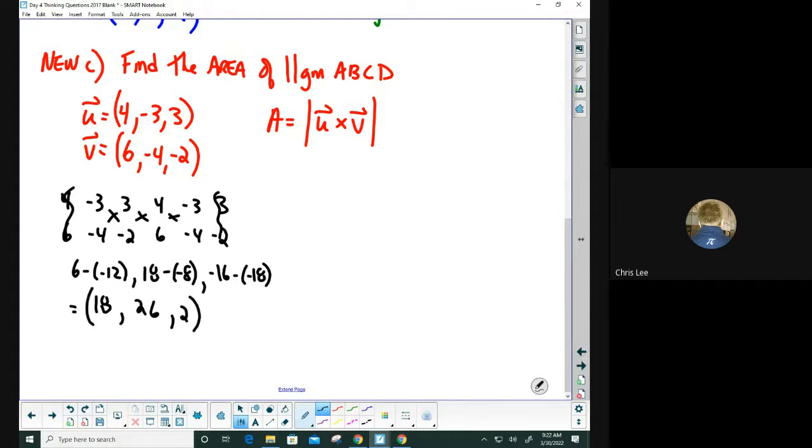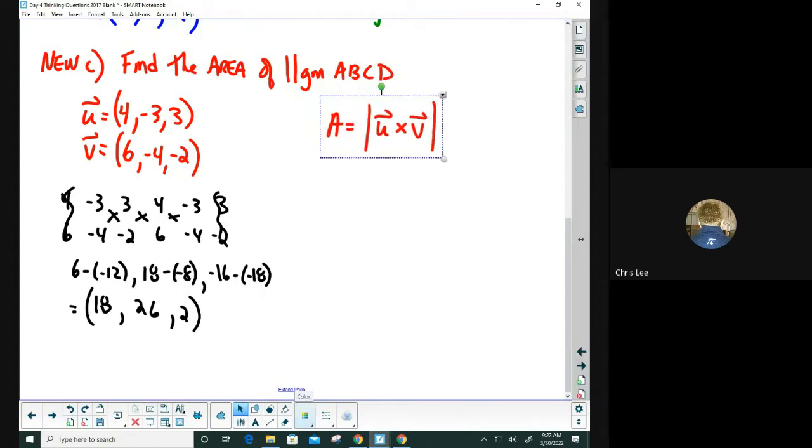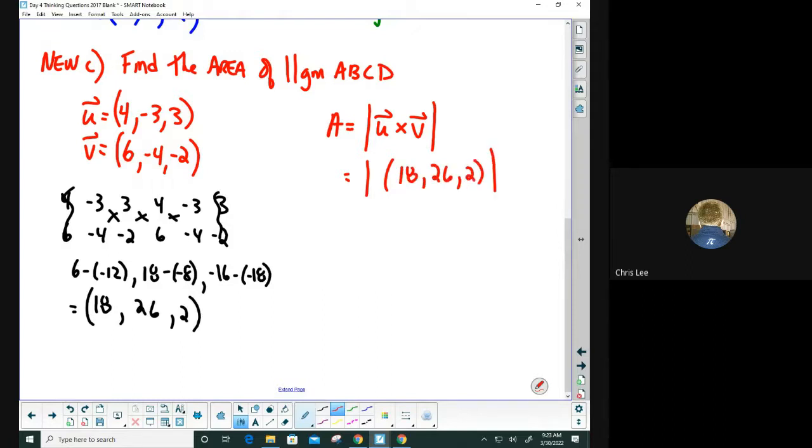I got 18, 26, and 2. Good. So am I done now? I did the cross product. Right, because that just gives me a new vector. How long that vector is, is what the actual area is. So it is the magnitude of 18, 26, 2. And how do I find the magnitude? Square root of the squares.